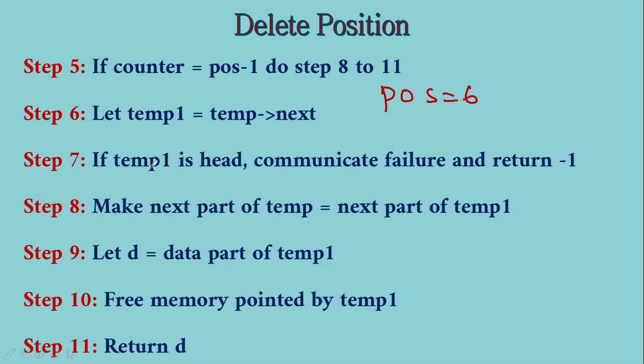And you will be checking whether temp1 is head. If temp1 is head, you will communicate failure and return -1. Otherwise, these are all the steps that we will be making when position is valid. Next part of temp will be equal to next part of temp1, and store the data part in a variable d, free the memory pointed by temp1 and return d.